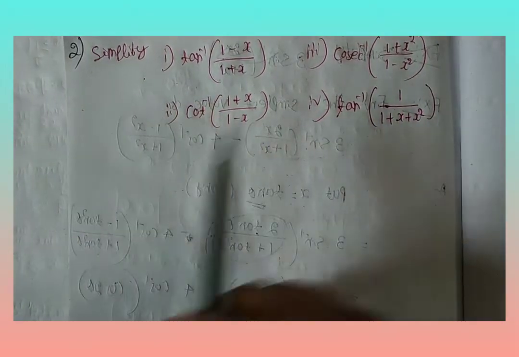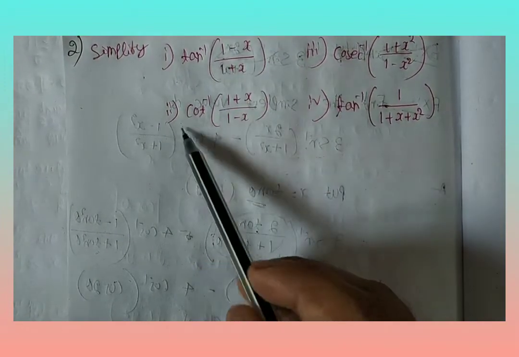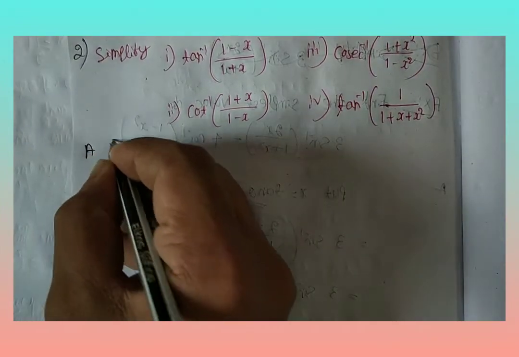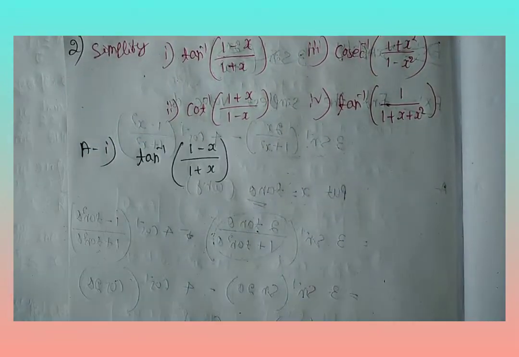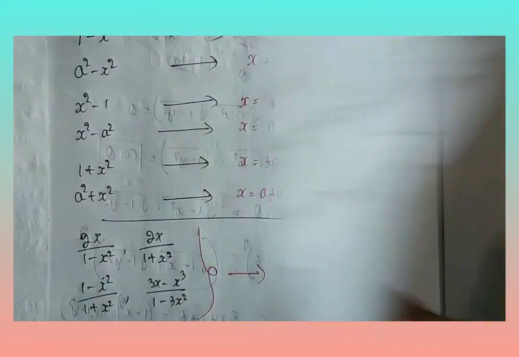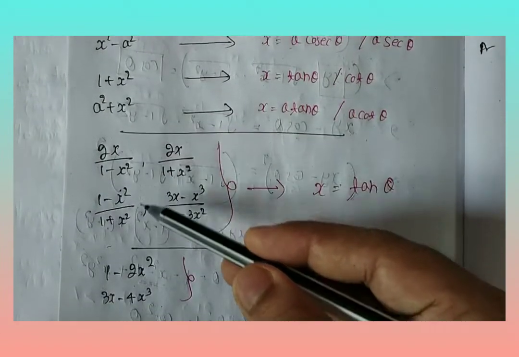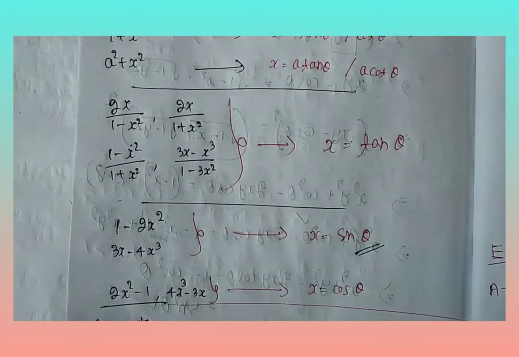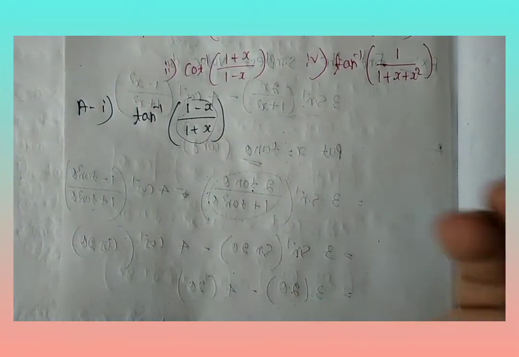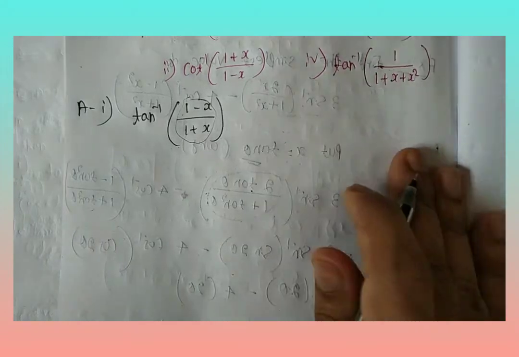Question number 2. Simplify tan inverse of (1 minus x) by (1 plus x). Then second bit, third bit and fourth bit. First, bit number 1. If you check this term with our formula list, it is not equal to any term. Then what will we do? That means we cannot take x equal to any trigonometric function.